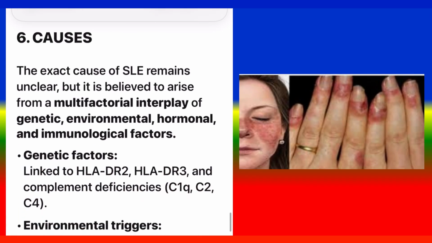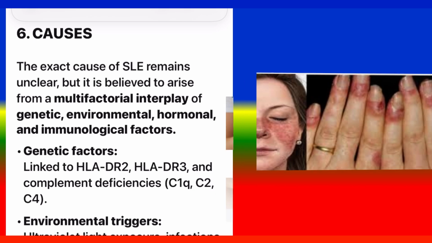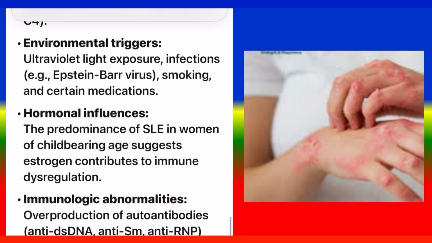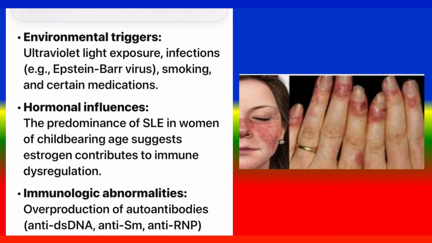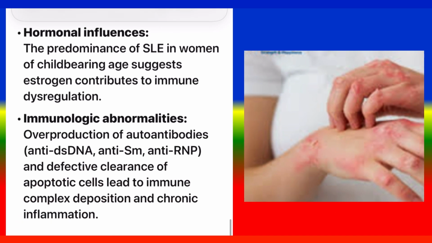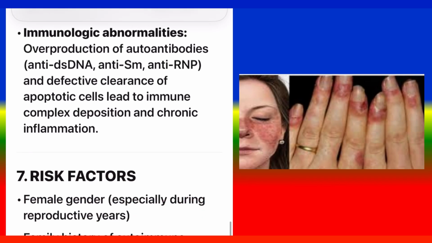6. Causes. The exact cause of SLE remains unclear, but it is believed to arise from a multifactorial interplay of genetic, environmental, hormonal, and immunological factors. Genetic factors: linked to HLA-DR2, HLA-DR3, and complement deficiencies C1q, C2, C4. Environmental triggers: ultraviolet light exposure, infections, e.g., Epstein-Barr virus, smoking, and certain medications. Hormonal influences: the predominance of SLE in women of childbearing age suggests estrogen contributes to immune dysregulation. Immunologic abnormalities: overproduction of autoantibodies, anti-dsDNA, anti-RNP, and defective clearance of apoptotic cells lead to immune complex deposition and chronic inflammation.